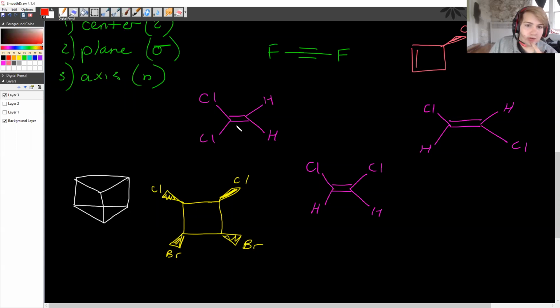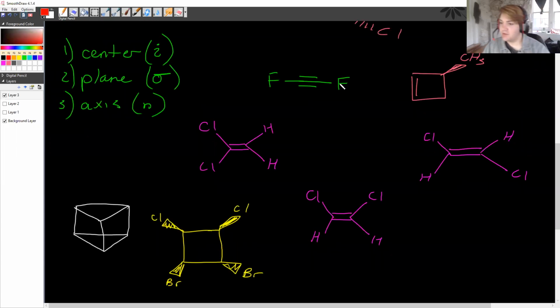All right. Let's start with this one up here. So for this fluorinated ethyne, what we can see going on is that it has a center of symmetry, right? If we stood in the middle of this molecule and we drew a line from one substituent to the other one, what we'd see is that we get a match. So there is a center of symmetry there, right?